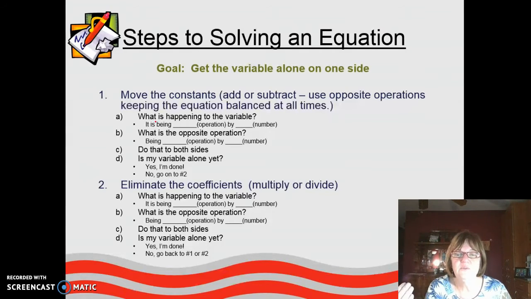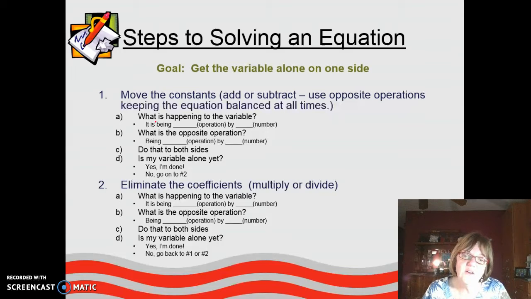So you're going to do the opposite. I talked about doing the opposite yesterday. Same things. Make sure you're doing that always on both sides. And then when you get that part done, you look at it and ask, is my variable all alone yet? Is there just one letter on one side and an answer on the other side, a number, a constant? If it is, I'm done. Woohoo! That was an easy one. Or, no, I need to go on to number 2.